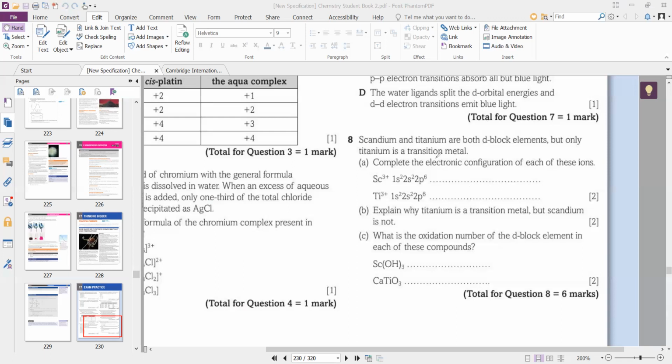Right. Complete electronic configurations. Sc3 plus 2p6. Latushan, what is the answer? 3s2, 3p6, and 4s1 3d1. 3d remains. 4s goes first. 4s is the outer one.